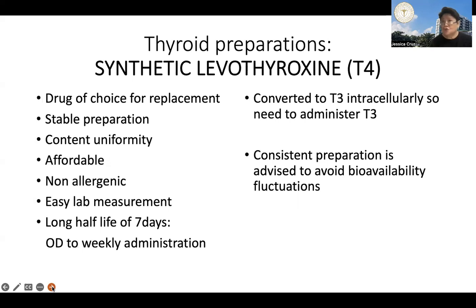Now, levothyroxine is the drug of choice for replacement in most cases of hypothyroidism. It's a stable preparation. It has uniform content. Hindi kagaya ng, let's say, desiccated animal thyroid na paiba-iba yung content ng T4. Ito generally uniform ang content. And it's affordable because it's synthetic, it's not allergenic, and it's easy to measure the laboratory levels.